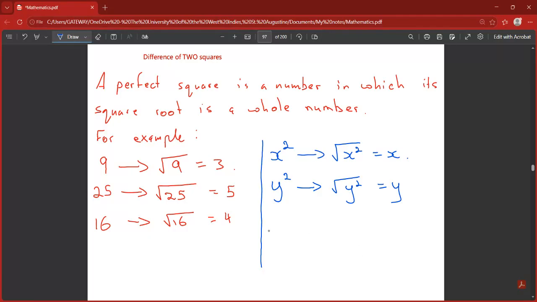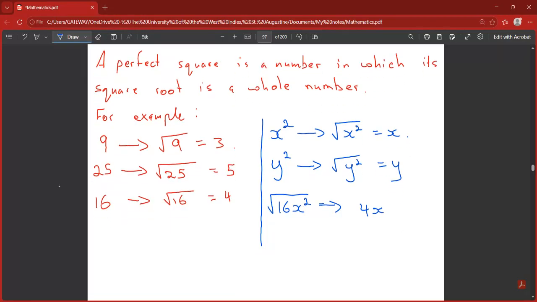So if you have the square root of 16x squared, you have to find the square root of 16, which is 4. Then you have to find the square root of x squared, which is x. So the square root of 16x squared is actually 4x.